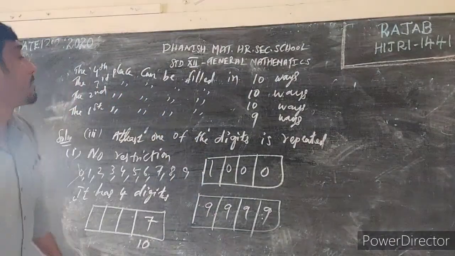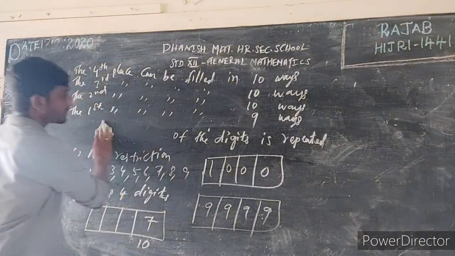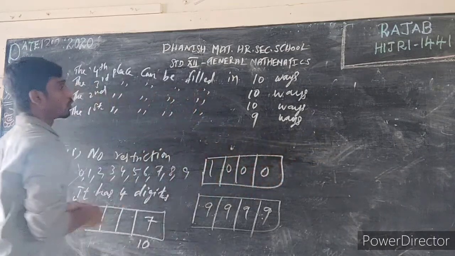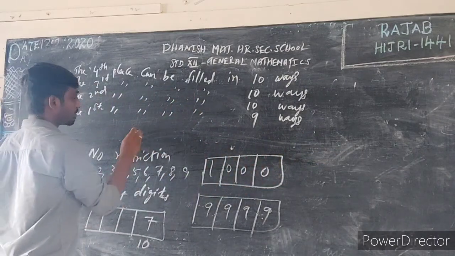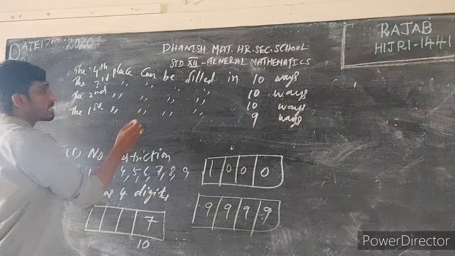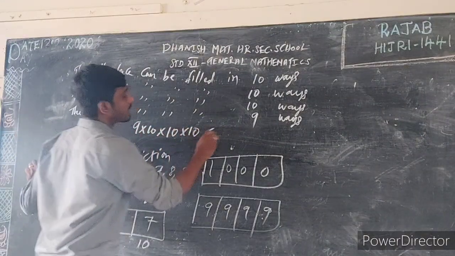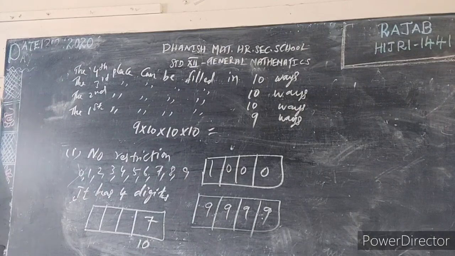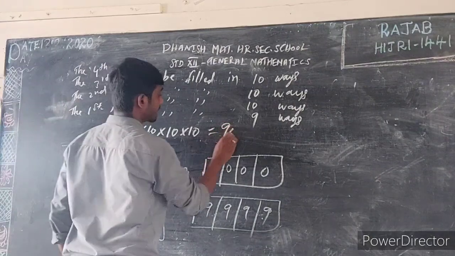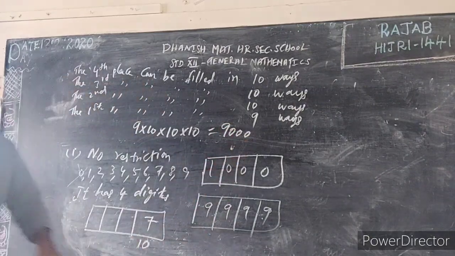Okay, let me solve the remaining sums. Now we are going to multiply using the fundamental principle, that is 9 into 10 into 10 into 10. That is the answer for this one. That will be 9,000. The answer is 9,000.